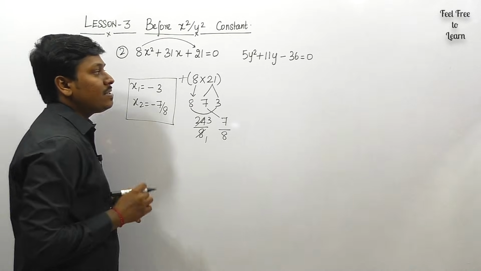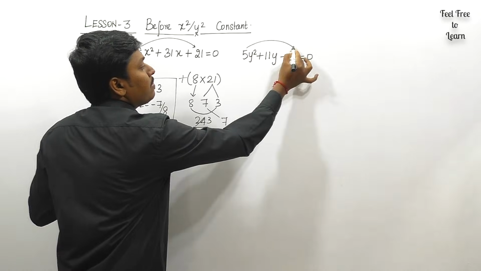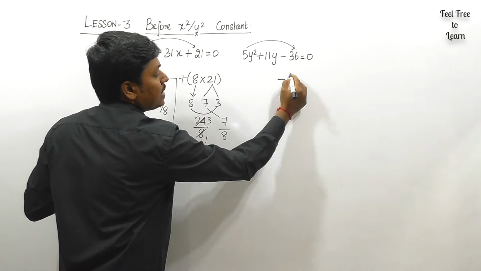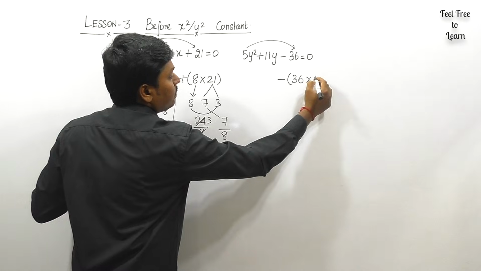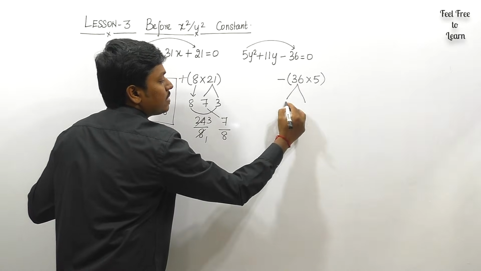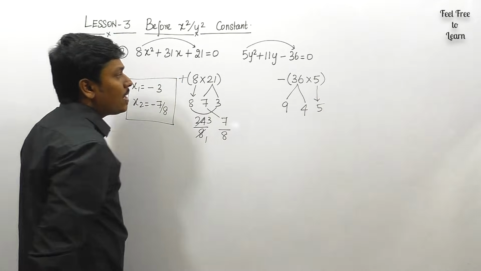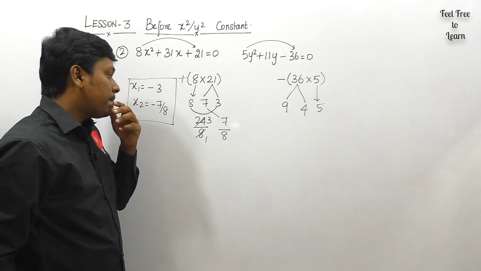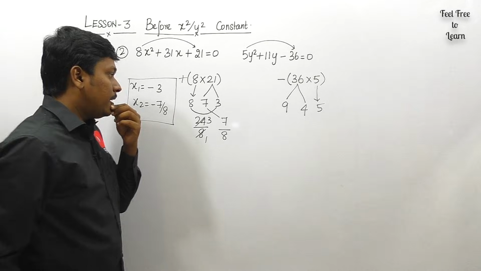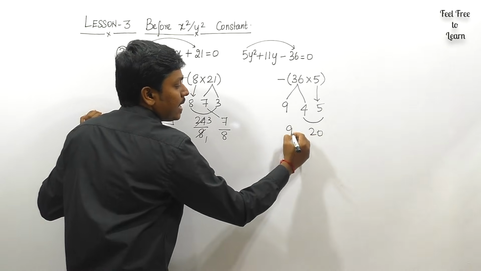And the second equation is 5y square plus 11y minus 36. Similarly you need to multiply 5 into 36, so minus of 36 into 5. So I think we can write this 36 as 9 4s are 36. So 9 4. So bring this 5 to the next step. So friends, our target is to bring 11, right? So I think let me do one thing. Listen carefully friends. 5 into 4 will be 20. So bring this 9 to the next step.